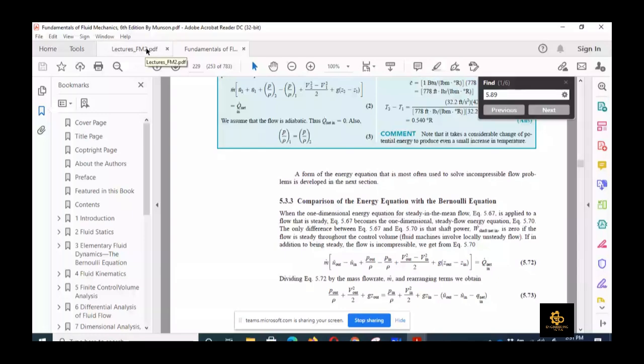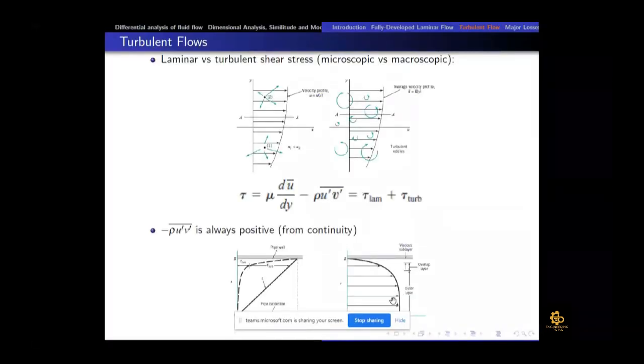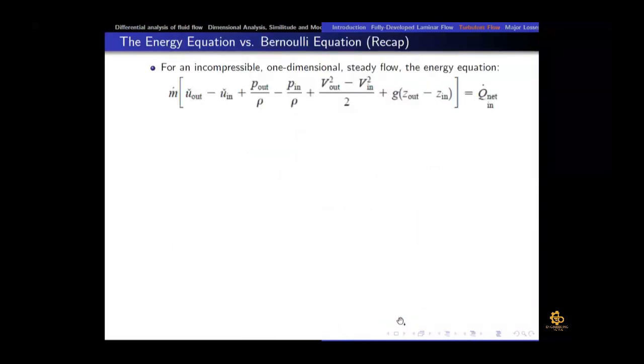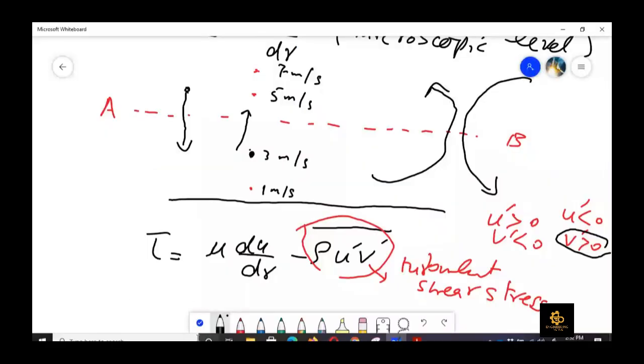I have put that material in a concise form in the lecture slide. So we are going to discuss here how we can measure the losses due to viscosity by the comparison of the energy equation with the Bernoulli equation. So let me show you that here. First of all, for an incompressible one-dimensional steady flow, the energy equation can be written with m dot, if there is no shaft work. Let me write it here from your thermodynamics knowledge.